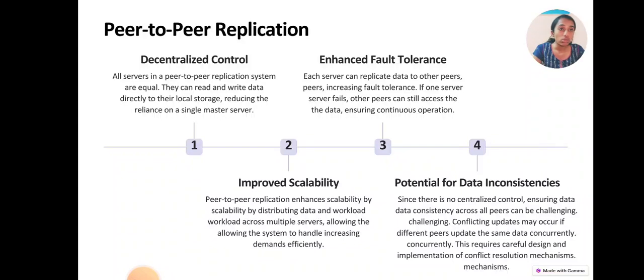Since there is no centralized control, ensuring data consistency across all peers can be challenging. So, conflicting updates may occur if different peers update the same data concurrently. This requires careful design and implementation of conflict resolution mechanisms.